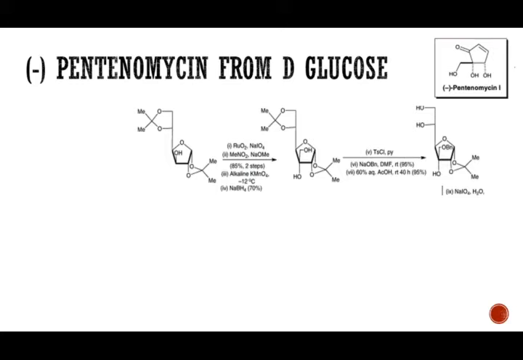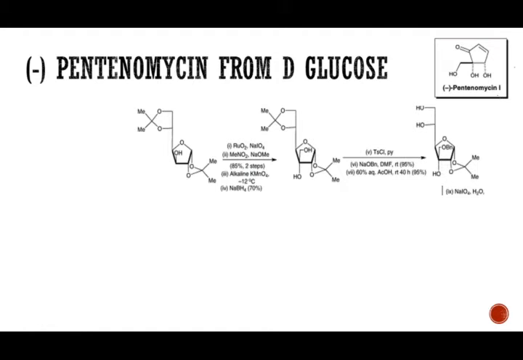Pentenomycin is an antibiotic which is synthesized from the simplest molecule, D-glucose, which is naturally available in tremendous amount. This is the structure of pentenomycin. Pentenomycin contains a five-member ring with an alpha beta unsaturated ketone and three alcoholic OH groups. Among these, two are secondary OH in the form of a diol and the third is primary OH. So this is the structure of pentenomycin 1.